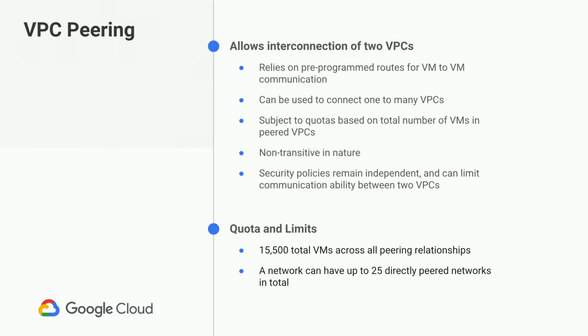So if you recall, I talked about pre-programmed routes when we first started the conversation. Basically what you're doing is taking all those pre-programmed routes in A and you're programming them into B, and you're taking all the pre-programmed routes in B and program them into A. That's really what you're doing when you do VPC peering. Another way to think about it is you're sort of smashing two VPCs together to make one VPC.